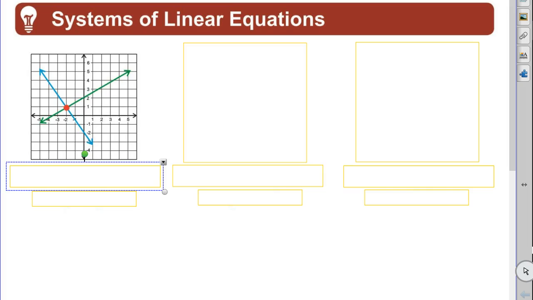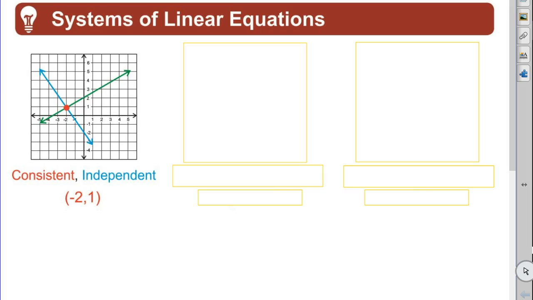When there is a point of intersection, meaning there is a solution, we'll call it consistent, and because that solution is a single point, we'll call it independent. So consistent is the fact that there is a solution, and independent the fact that there's a single point solution. And therefore, again, the solution is negative 2, 1.